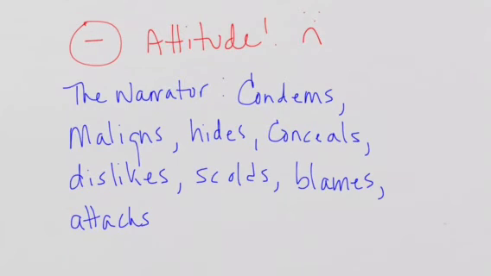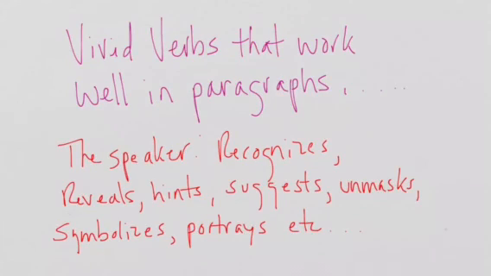So here are some words that can help you explain a negative attitude if the narrator condemns, maligns, hides, conceals, dislikes, scolds, blames, or attacks. All those words reflect a negative tone. And here's some more verbs that just work really well in interpretive paragraphs. And I know that you have a list of these in your notes, hopefully. But just to add a few more, you could use recognizes, reveals, hints, suggests, unmasks, symbolizes, portrays, illustrates, highlights, describes, so many, right? But these are vivid verbs that work really well in interpretive sentences within that larger interpretive paragraph.